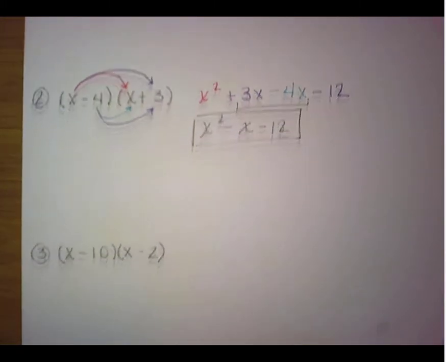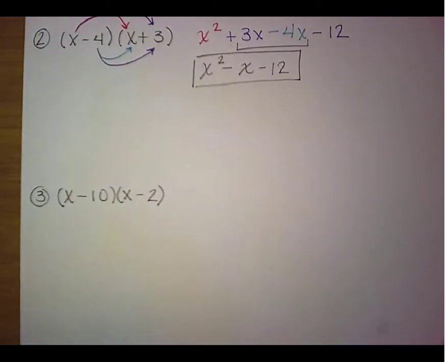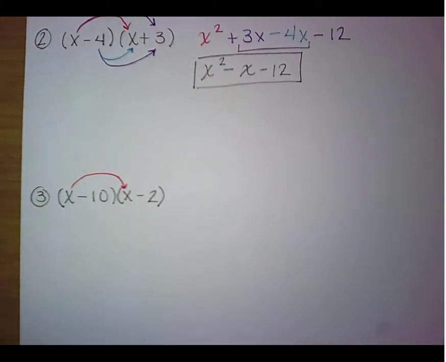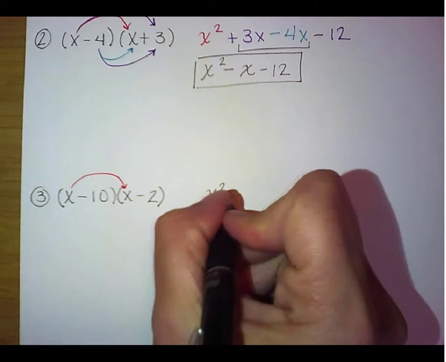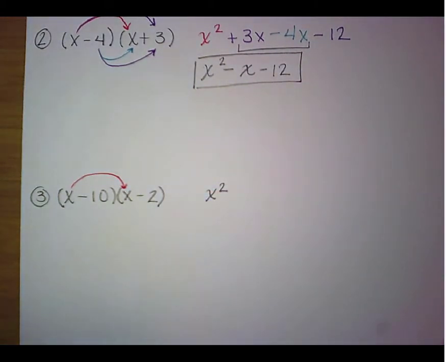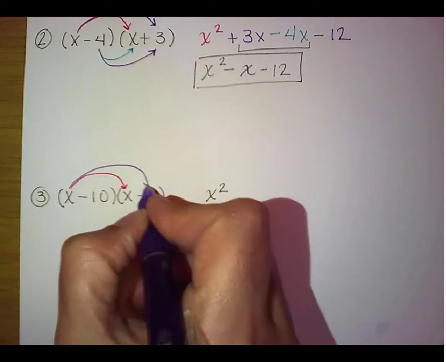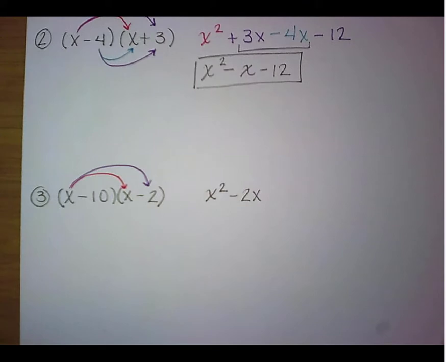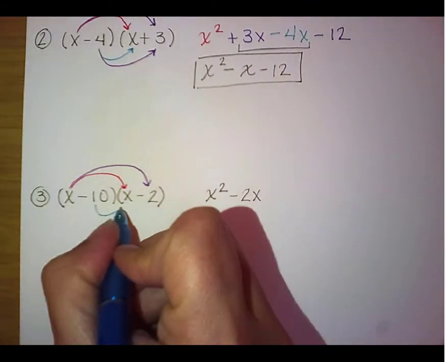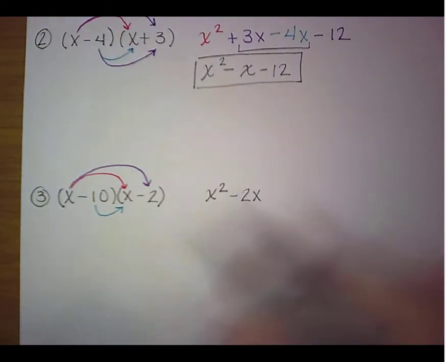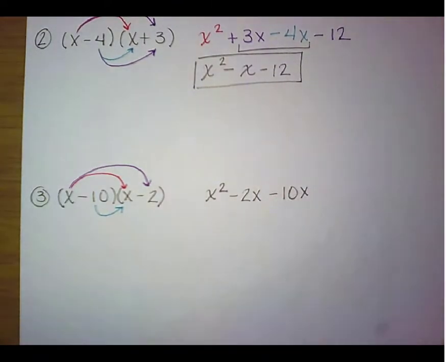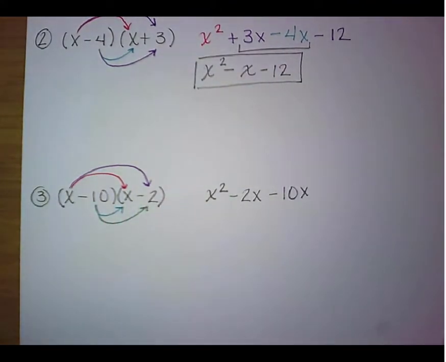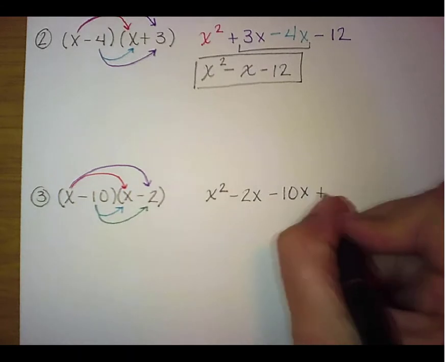All right, one more example just to make sure we're all on the same page here. So we are going to FOIL again. We're going to do our first. So x times x is going to give us x squared. Then we're going to do our outsides. So x times negative 2 is going to give us negative 2x. We're going to go over to our inside. That's going to be negative 10 times x. That'll give us negative 10x. And then we're going to do our last. So we're going to do the last one in each one of these. That's right here. That's negative 10 times negative 2, which will be a positive 20.